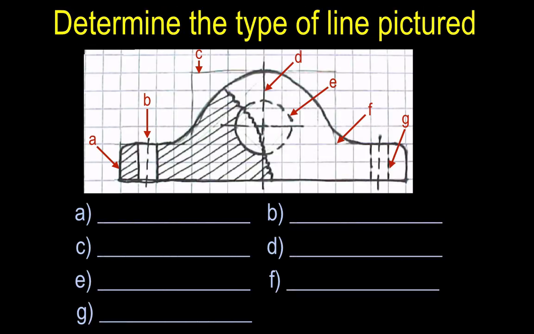Okay, so what we're going to do here is pause the video. I have A through G labeled. What I want you to do is go ahead and try to determine what each type of line is. Is it an object, a construction, a hidden, or a center line? So pause the video until you get all of them filled out. Don't worry if any of them are wrong. We're going to go over all of them and you'll have a chance to update it. But go ahead and give it your best guess based on what you've just learned. So pause the video, hit play when you're ready.